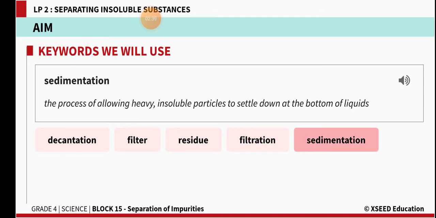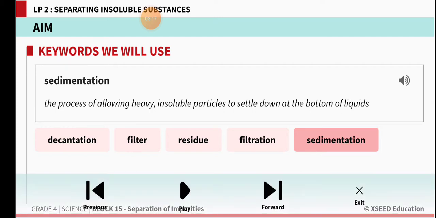And the next one is sedimentation. Sedimentation means the process of allowing heavy insoluble particles to settle down at the bottom of the liquid. So you are going to learn all these keywords in this chapter and their meaning, what decantation, sedimentation and filtration mean, and you are going to do this practically.